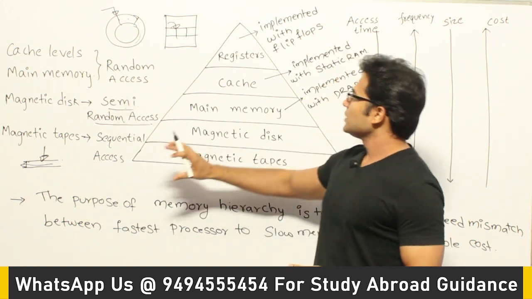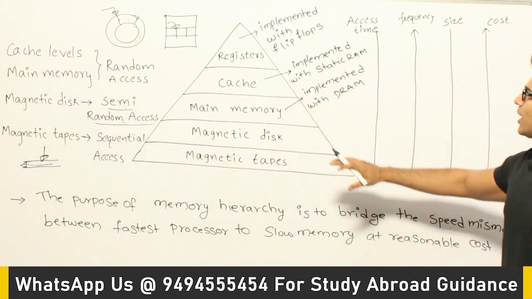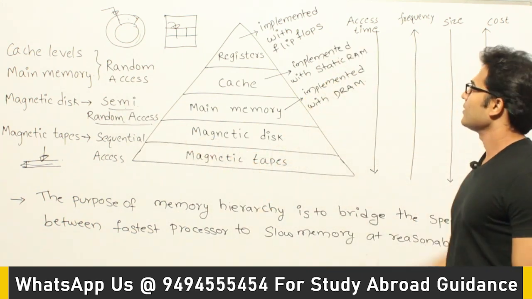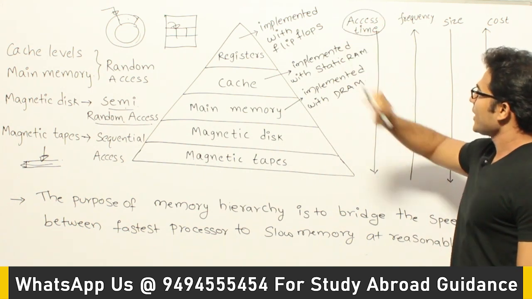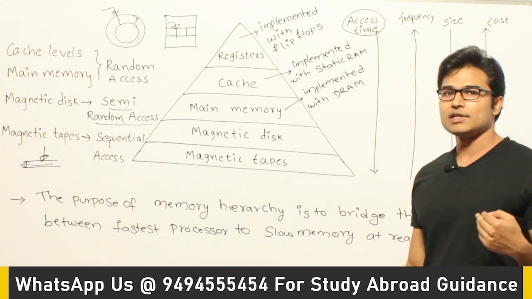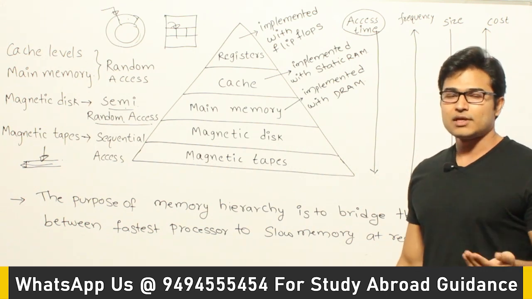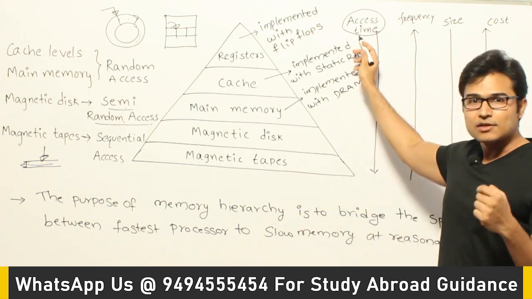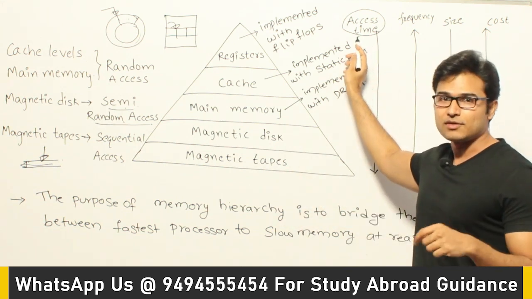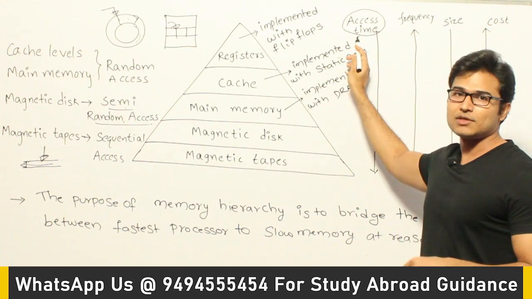So now coming to the access times and all, I am arranging everything like this. First, access time is a measure of fastness, how fast you can access it. If the access time is less, it means that the memory is faster. If the access time is more, it means that the memory is slower.